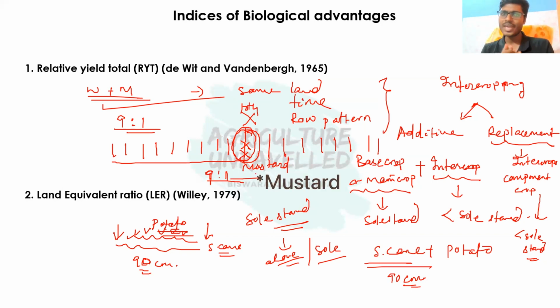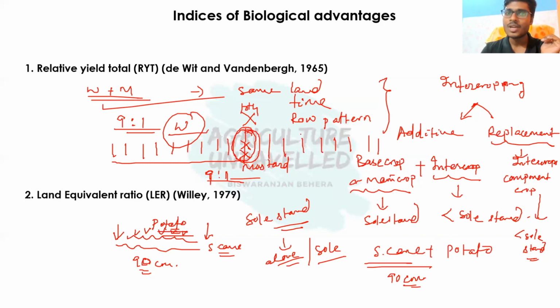In this way the replacement series is maintained, in which the population of both crops, the population of wheat crop and the population of mustard crop, are disturbed. It means the population of both crops is less than their sole stand. So that is known as replacement series of intercropping.